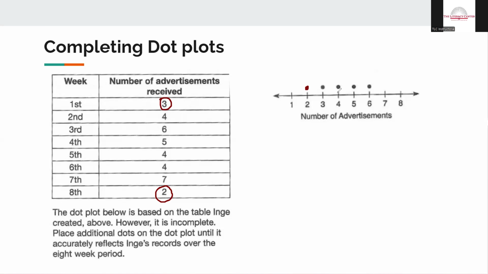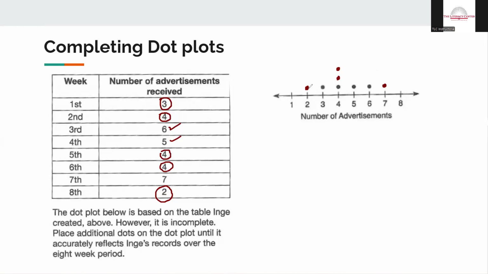How about 4? We only have 1 dot on 4. I see a 4 here, and here, and here. There are 3 4s. So we better add 2 more dots. Let's check 5. Yes, there's only 1 5. How about 6? There's only 1 6. And 7, we do not have a dot for 7. And it looks like we now have them all accounted for.